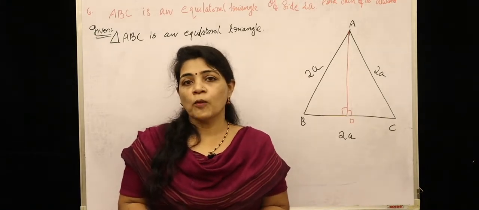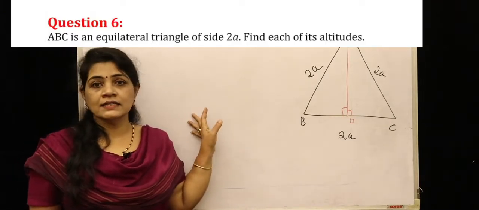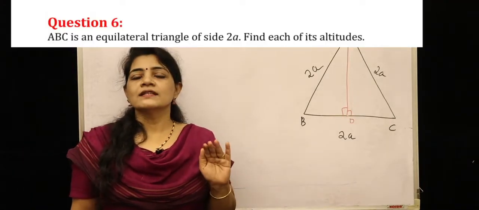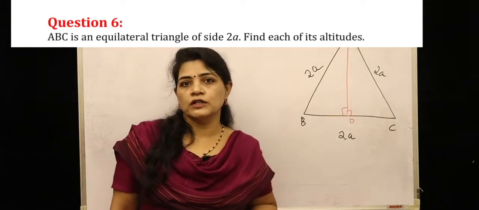We can start with problem number 6. Here triangle ABC is an equilateral triangle with side 2a. Find each of its altitudes.